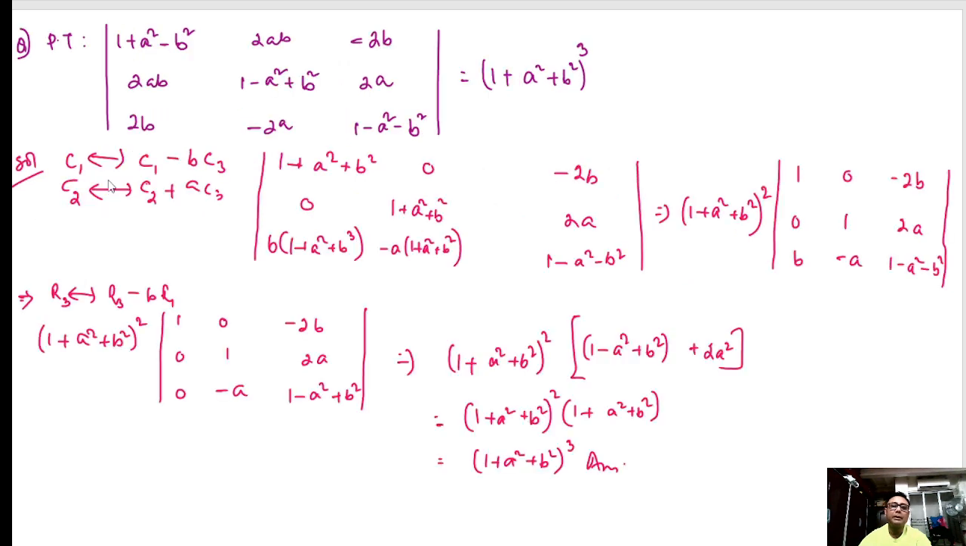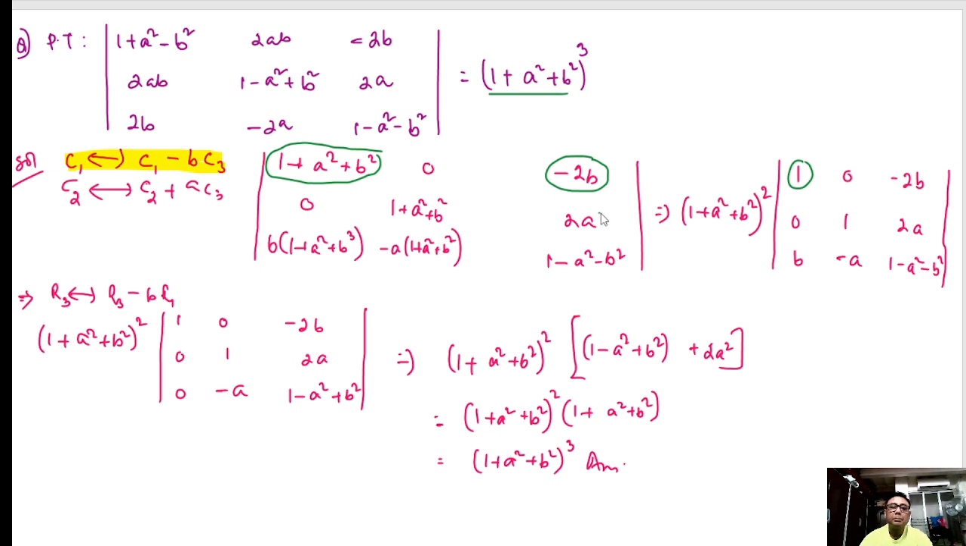Okay friends, next sum. Let's see. We have to prove that this determinant is equal to this. Now, applying the operations in C1, I will do C1 minus B times C3. So B times of this minus B times of this will give you 1.